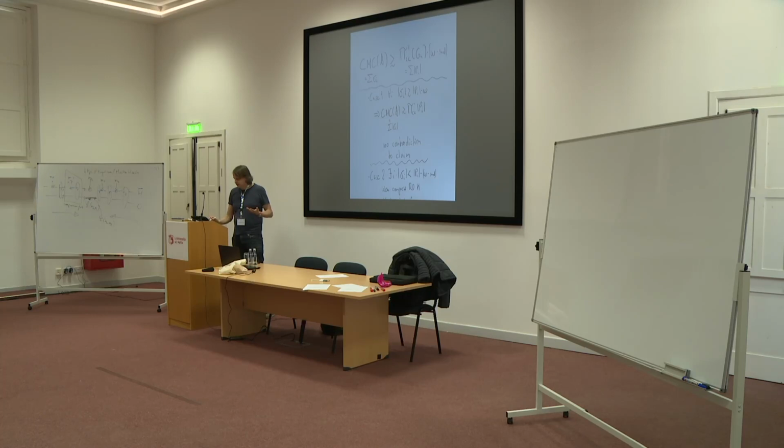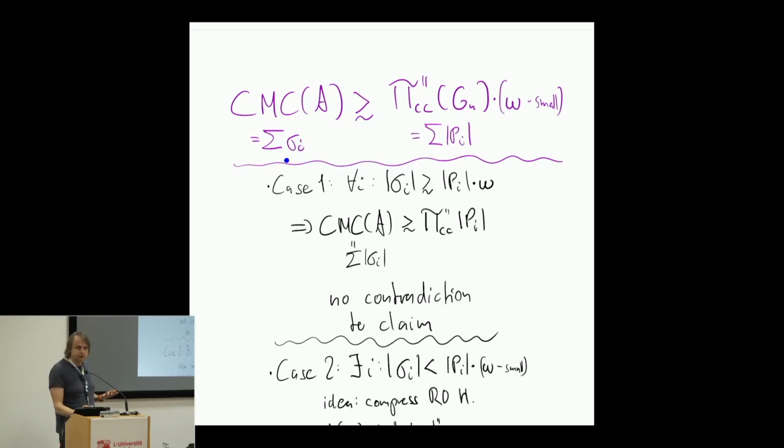In this case, if this is true for every I, this sum here, the sum of all states, is always bigger than the pebbling. The cumulative pebbling complexity, the sum over all number of pebbles over all steps, multiplied by W, is going to be bigger than all the states that he stores.